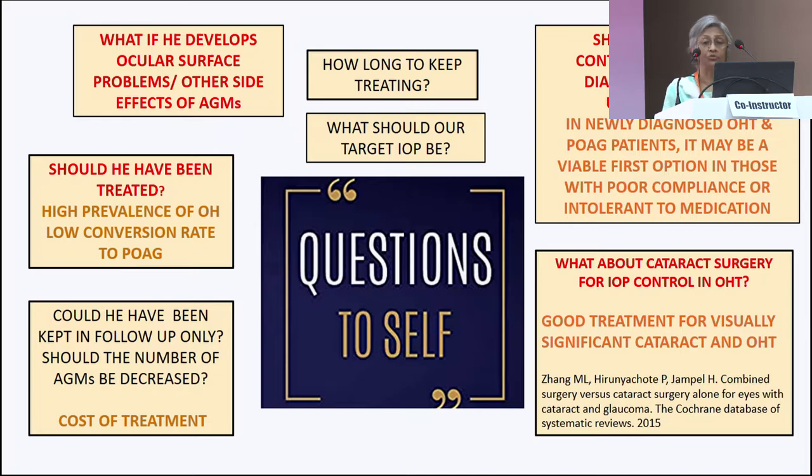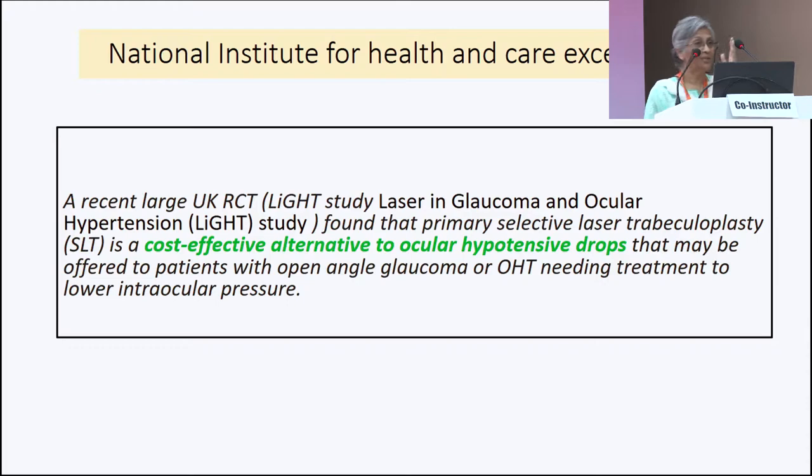What about cataract surgery for IOP control in OHT? Good treatment for visually significant cataract. What do you say, Dr. Harsh? Don't you agree with me? Yeah. So yes. Now there's another treatment which has come up, and that is from the National Institute of Health. A huge study was done, the LiGHT study, and they found that SLT is a very cost-effective alternative to ocular hypotensive drops. Very, very good. We may be able to apply that also.